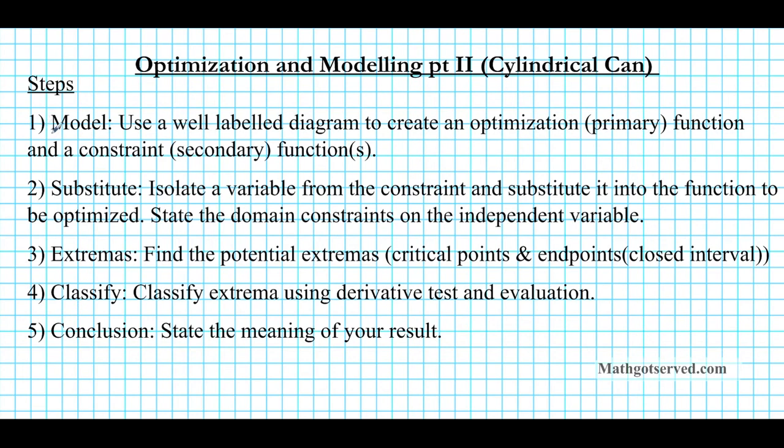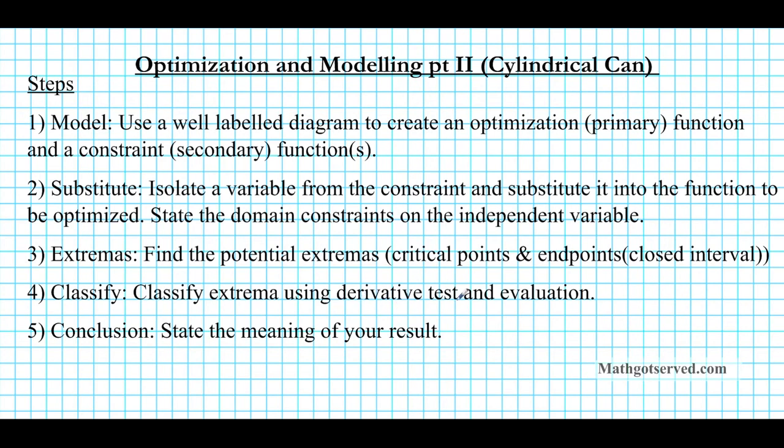So step 1 is you want to model the situation using a diagram or a graph, and then you want to create your optimization or primary function and your constraint functions. Step 2, you're going to substitute an isolated variable from your constraint or secondary function into your optimization or primary function. Step 3, you find the potential extremas by looking for critical points and endpoints. If you are dealing with a closed situation, that's when endpoints are applicable, or else you just look for your critical points.